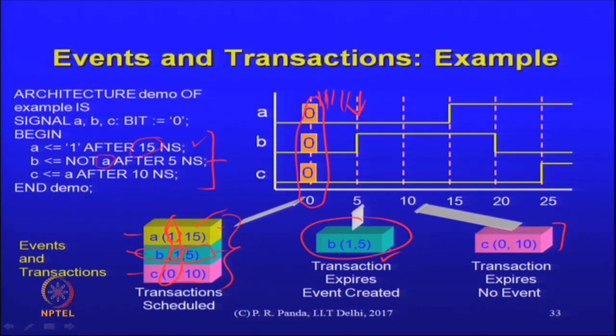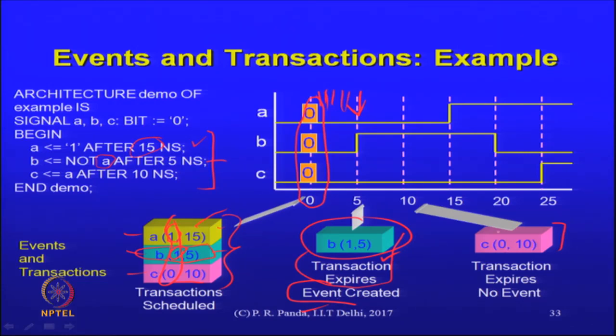Okay, the one thing I forgot to mention is that when the transaction is expiring, because we picked it up, we now post the new value as scheduled in that transaction onto the signal. Now, if as a result the value of the signal is changing, then we say that an event has been created. Okay, so, this resulted in an event being created on B. Let us move to the next transaction.